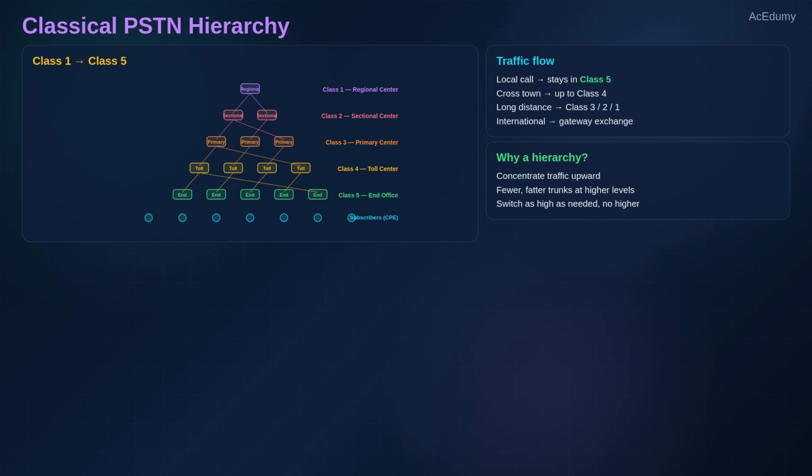Above the regional center sits the international gateway, which connects one country's PSTN to another country's PSTN through submarine cables or satellites. Modern networks have flattened this hierarchy, but the same logic still applies. Concentrate traffic, multiplex it, and switch it as high in the tree as needed.